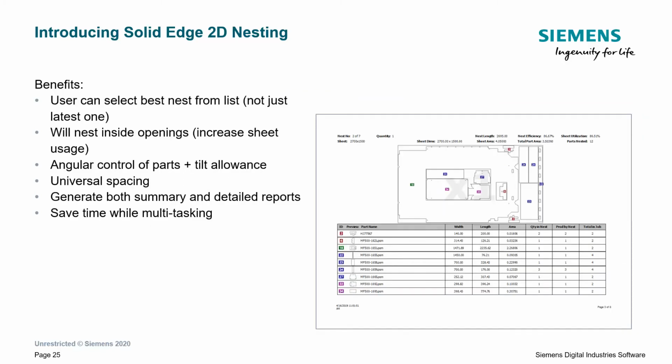The user can select the best nest from the list, not just the latest one that the 2D nesting algorithm created. It also does a great job of nesting inside of openings, and that helps to increase sheet usage and decrease waste. It has some great summary and detail reports that can be used as setup sheets for the shop floor. Let's take a quick tour of the product.